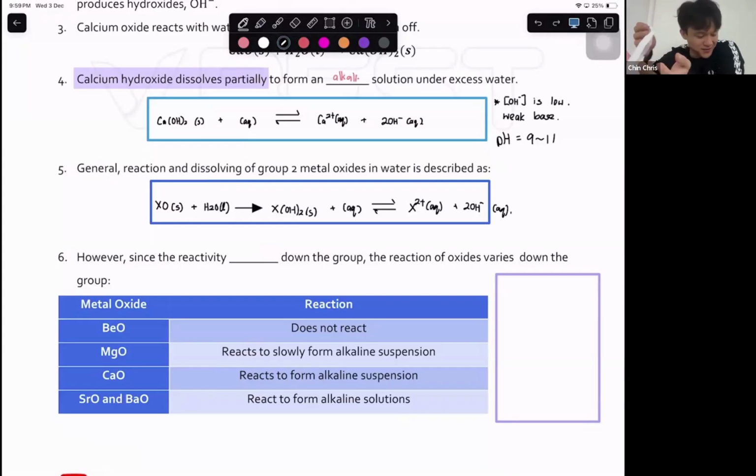BaO is your correct answer. What the heck? Ew. My childhood tomato exploded. That's disgusting, man.